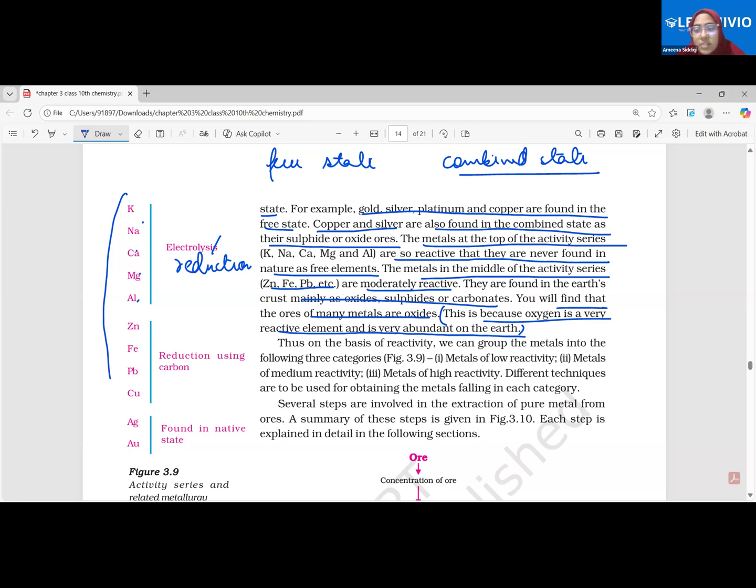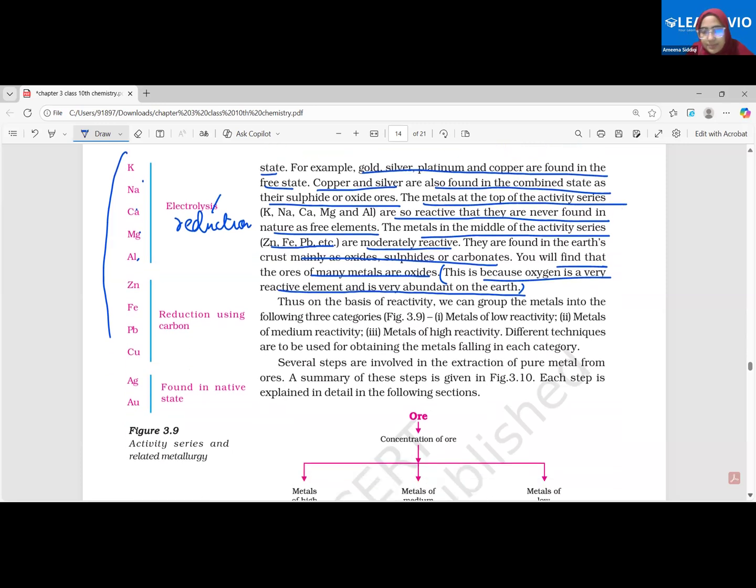Oxygen is very abundant on Earth. Therefore, many of the metals will be present in what type of ore? In the oxide form. Oxide form. Good.